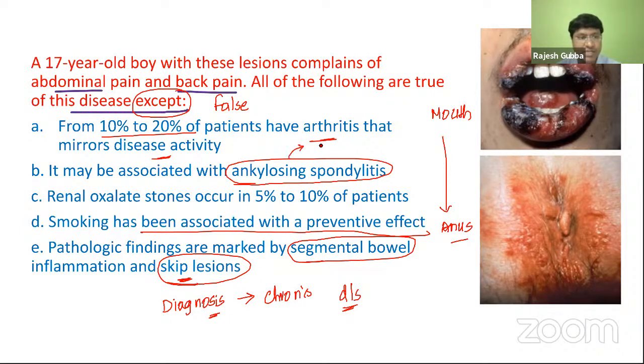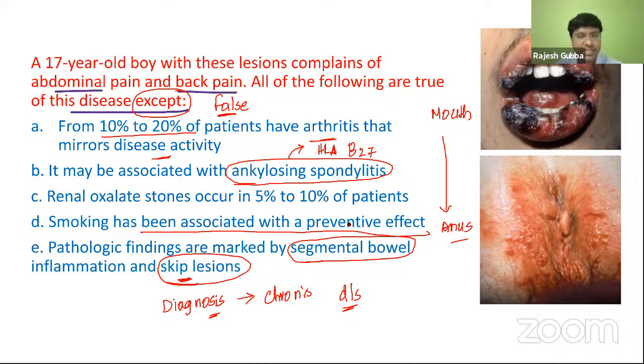Now, can anyone tell me what is the HLA association in ankylosing spondylitis? Any one of you, please. What is the HLA association in case of ankylosing spondylitis? Right, the HLA association is HLA B27. Yes, Shabnam Khan, that is what is asked here. What is the false statement is asked here.